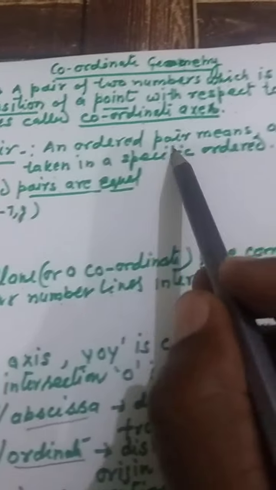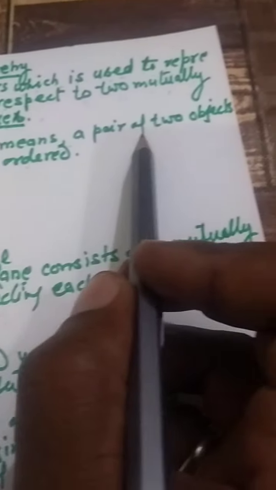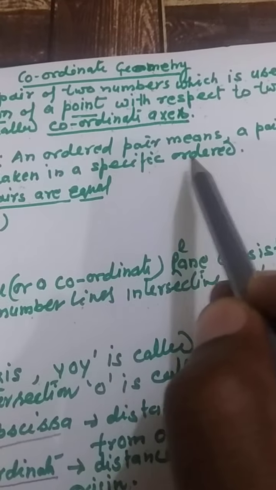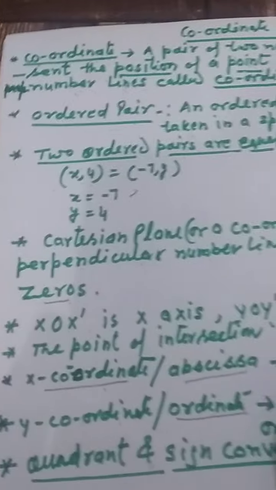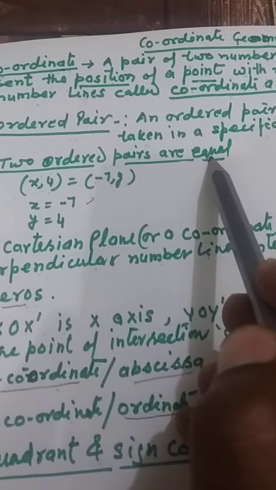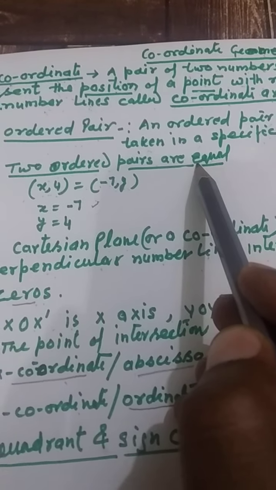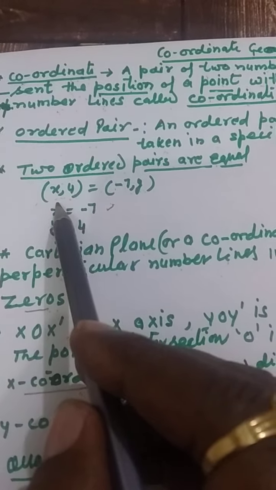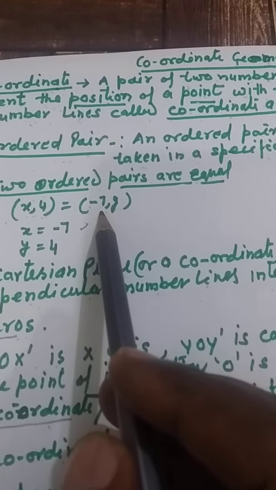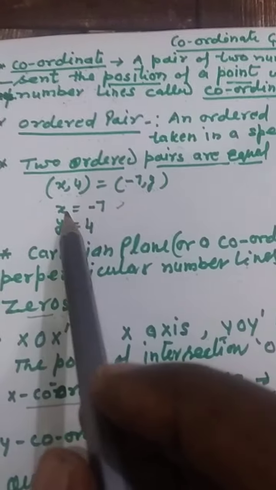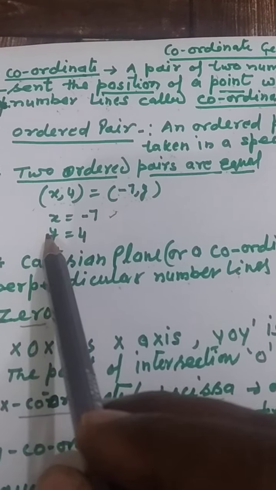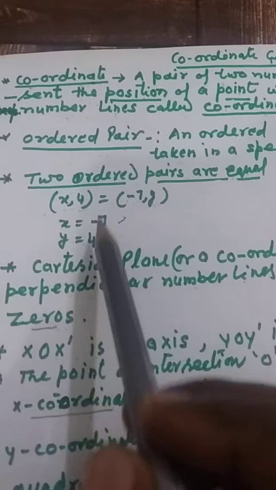And what is an ordered pair? An ordered pair means a pair of two objects taken in a specific order. Two ordered pairs are equal. If two ordered pairs are equal, they can be written in such a manner: x comma 4 is equal to minus 7 comma y. So in this way x will be equal to minus 7 and y will be equal to 4.